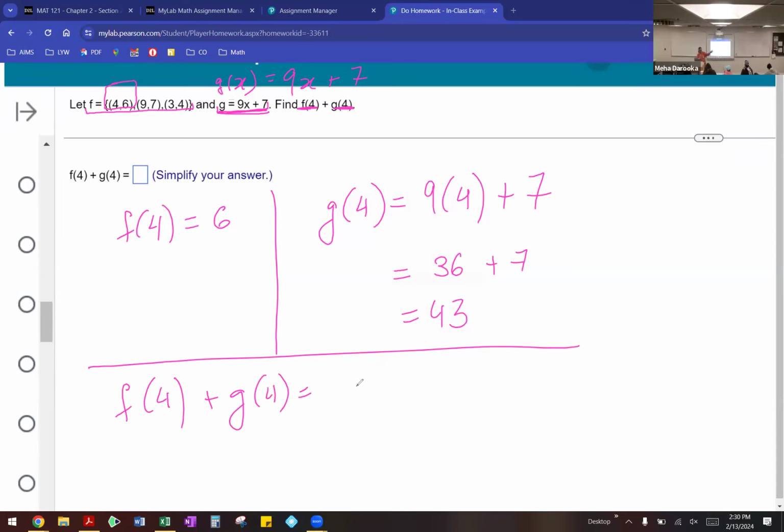All right, so we found f of 4, we found g of 4. Now we can combine that. So f of 4 was 6, g of 4 was 43, and do not give me 13 as the answer, people. What's our answer here?